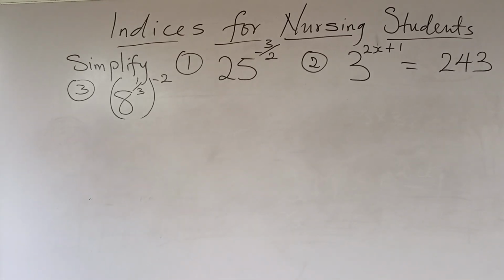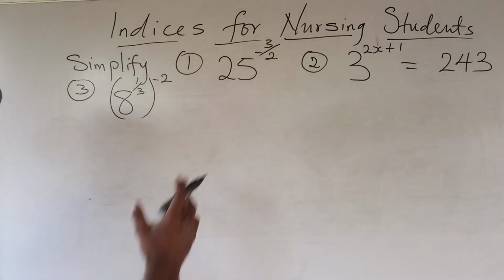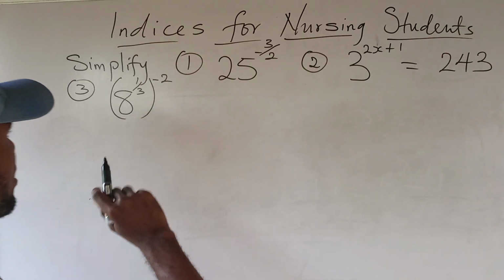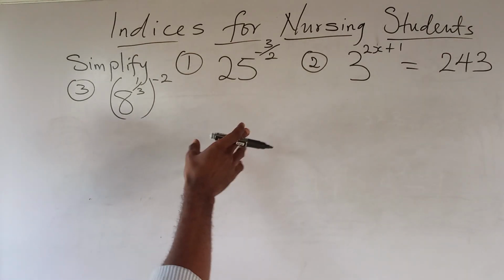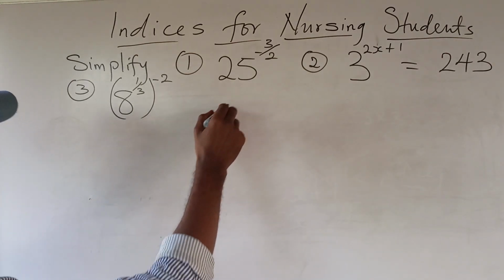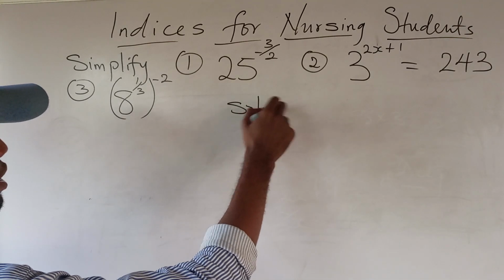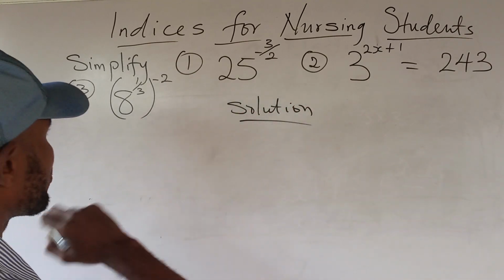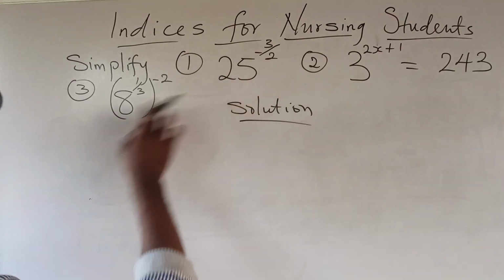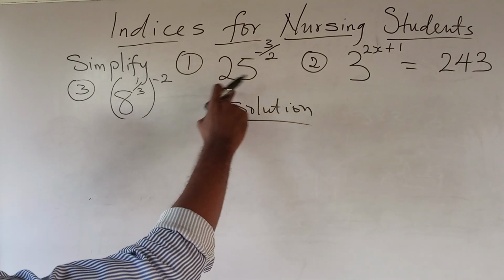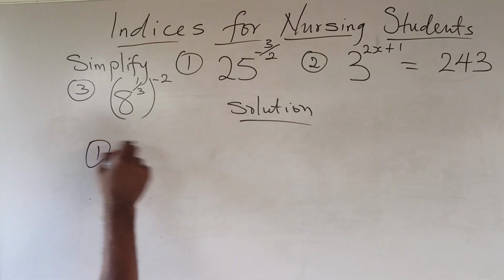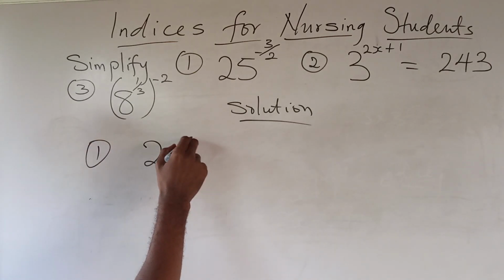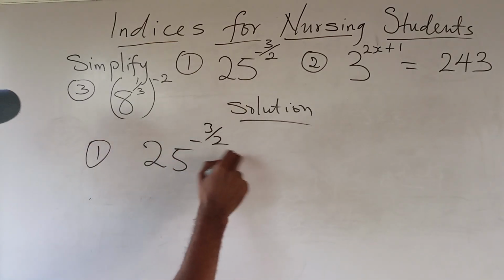Now, in this video, we want to solve some indices questions that you should be able to solve. Okay, so we have 3 questions here we are going to solve. So without wasting our time, let's quickly dive into the questions, starting with the first question, which says: simplify 25 raised to power minus 3 all over 2.